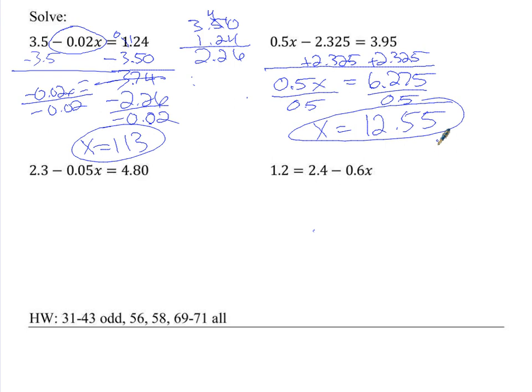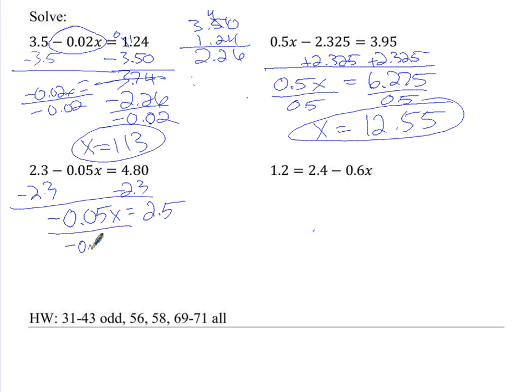Got it? All right. Let's work through this one. What should we do? Minus 2.3 to both sides. There's no confusion on the subtraction here. I could actually do that in my head. What do I get on the left? Negative 0.05x equals positive 2.5. That's a positive 4.8 minus 2.3. Positive 2.5.